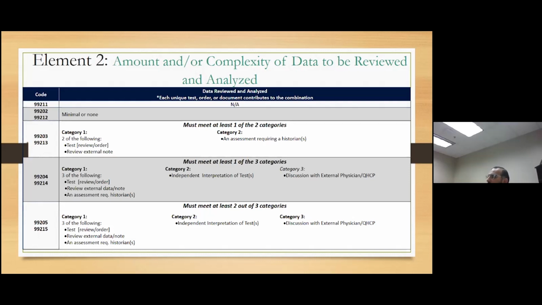For level 5, you have to have 2 of the 3 that we talked about. So if you did 1, you are at level 4. If you do 2, you are at level 5.